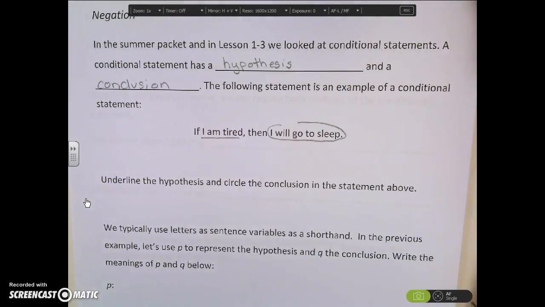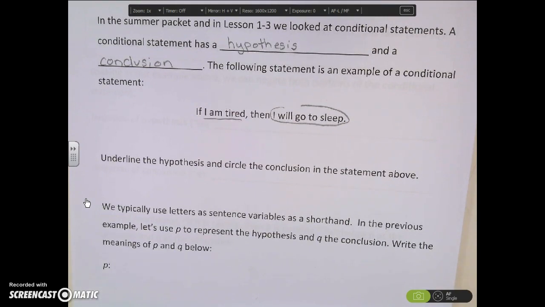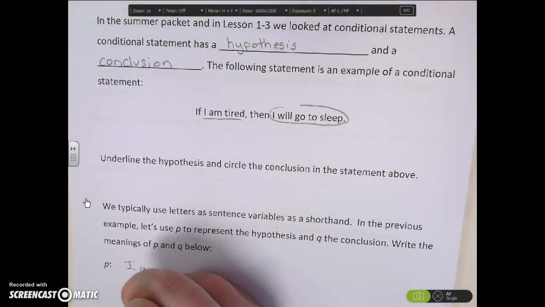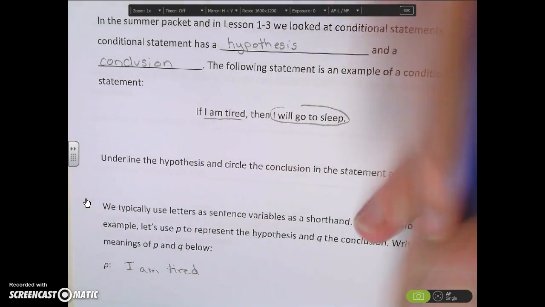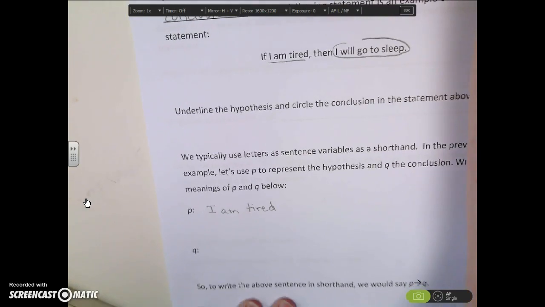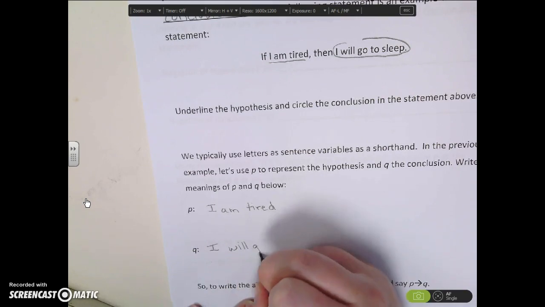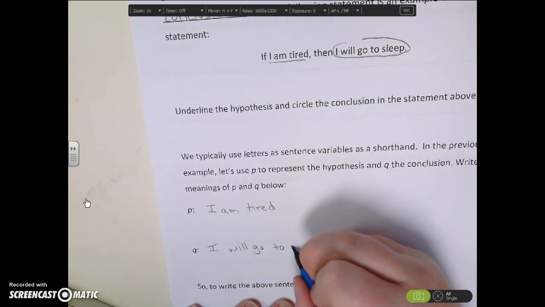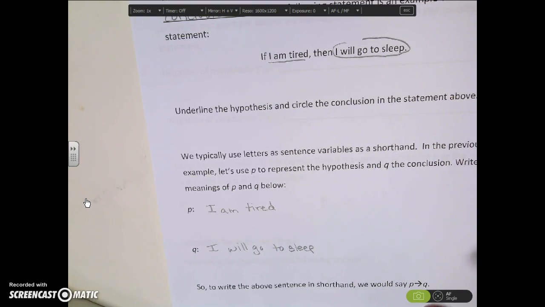We typically use letters as sentence variables as a shorthand. In the previous example, I'm going to let P represent the hypothesis and Q the conclusion. So P must be I am tired, and Q will be I will go to sleep. If we were going to represent these in shorthand, I would just say P arrow Q.